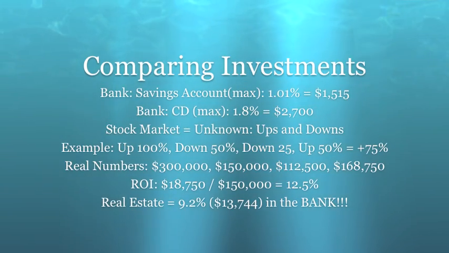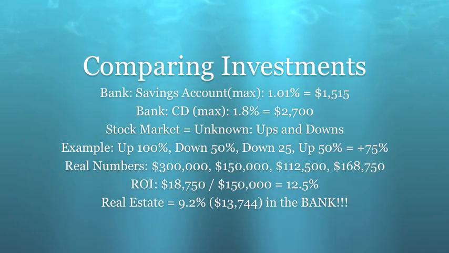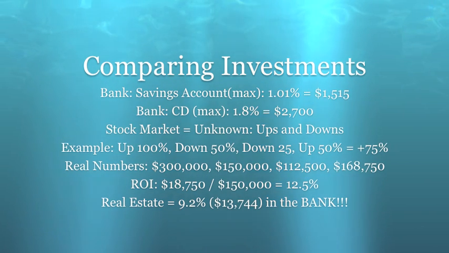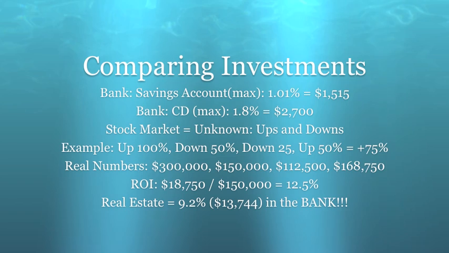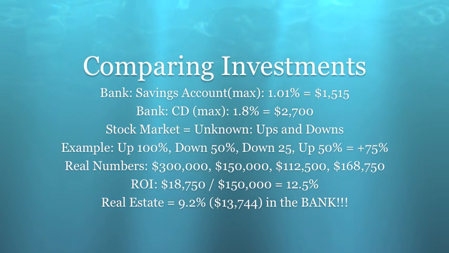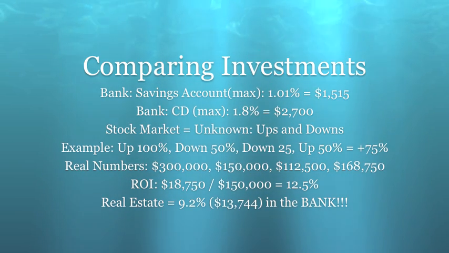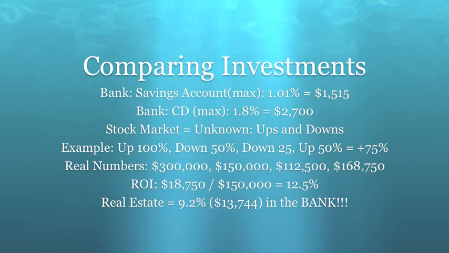Now let's compare investment types. Using our investment amount of $150,000, a savings account in the bank might pay at the most 1.01% or $1,515. A CD at 1.8% is only $2,700. The stock market, with all the ups and downs, can be very hard to find out what's really going on. Not to mention, they'll give you numbers for 1, 3, or 5-year performance periods.